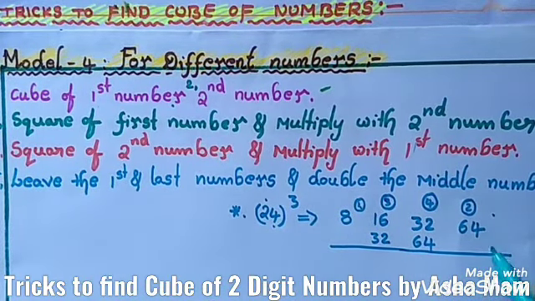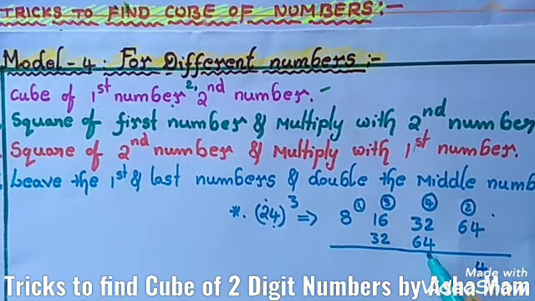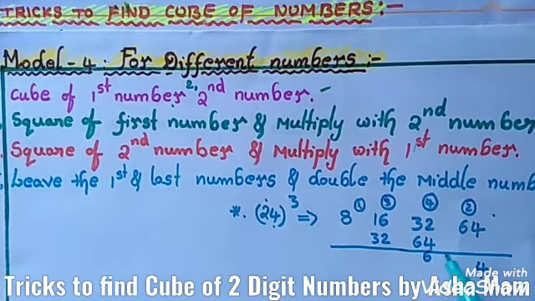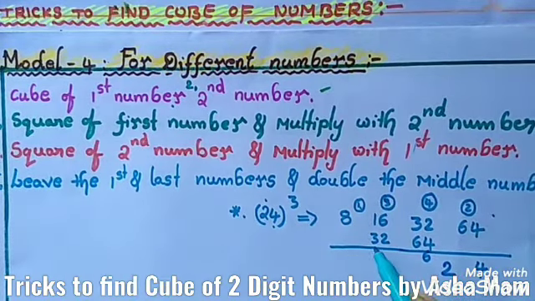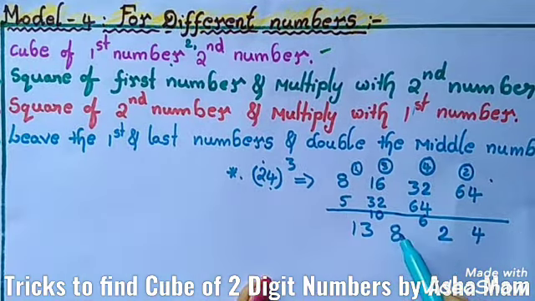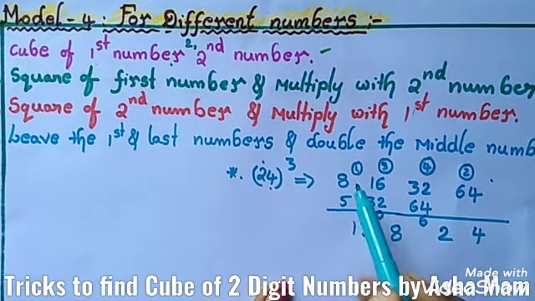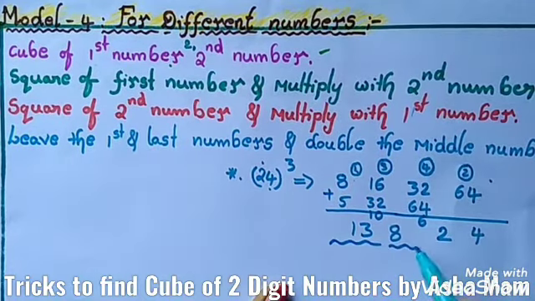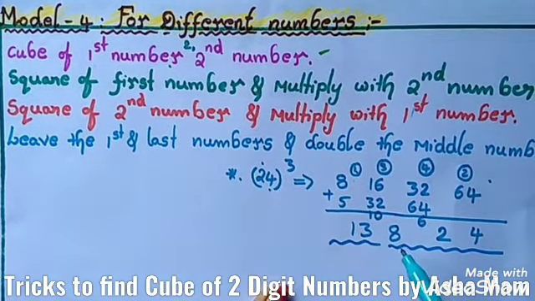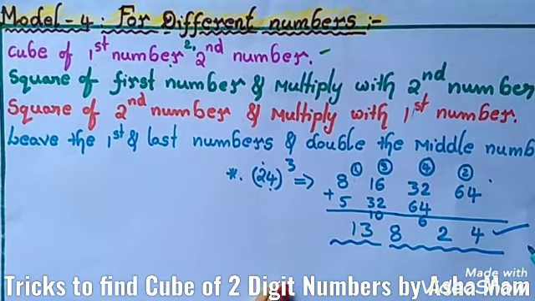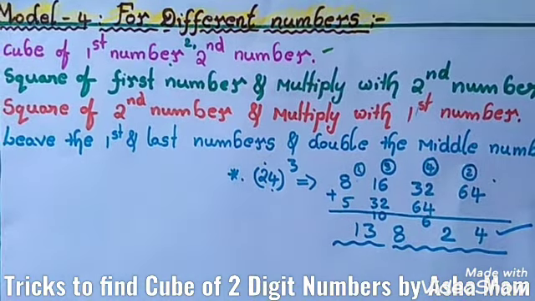Here 64 means this 4 you have to take, 6 is carried forward, and 32 plus 64 plus 6, that is 102. Here is 2, here is 10. Now 16 plus 32 plus 10, 58. Here 8 and 5 is carried forward. Now 8 plus 5, that is 13. Now 24 whole cube is equal to 13824. Simple. So let us see the next example.